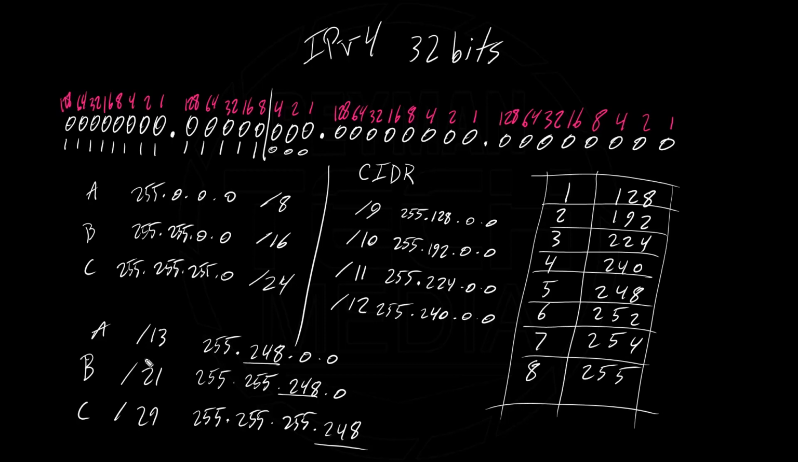So that's why I talked about this one. It is very important to understand that anytime we borrow a specific amount of bits from the host, what would be the result? It is always the same. Anytime when we borrow 1, it's 128. Anytime when we borrow 2 is 192. And of course, the only difference is just on what octet.